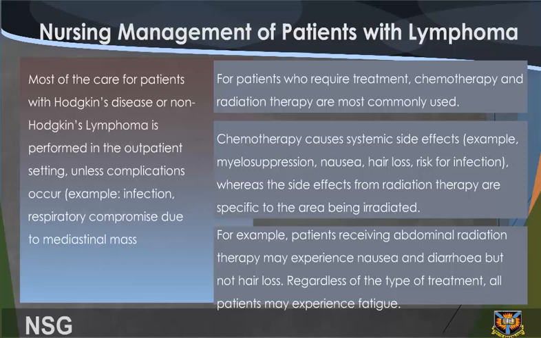Chemotherapy causes systemic side effects, for example, myelosuppression, nausea, hair loss, and risk for infection, whereas the side effects from radiation therapy are specific to the area being irradiated. For example, patients receiving abdominal radiation therapy may experience nausea and diarrhea, but not hair loss. Regardless of the type of treatment, all patients may experience fatigue.